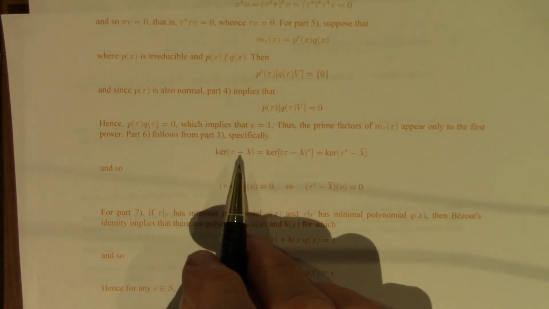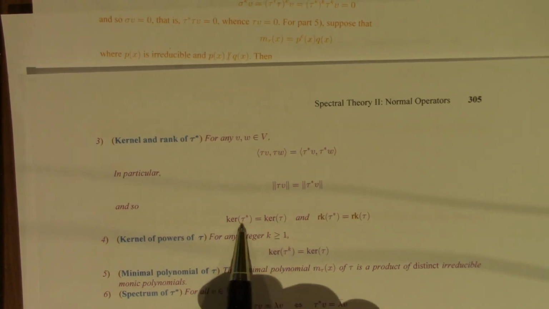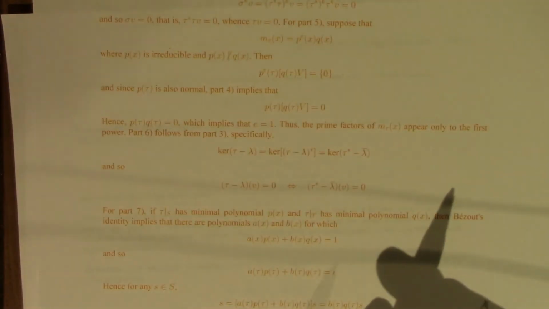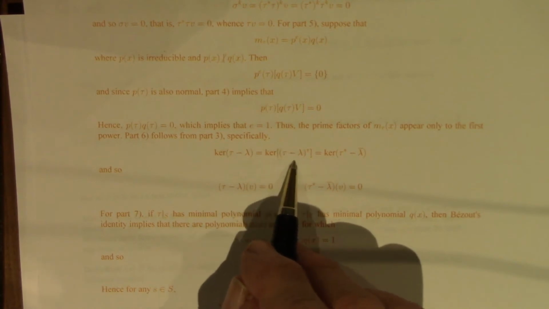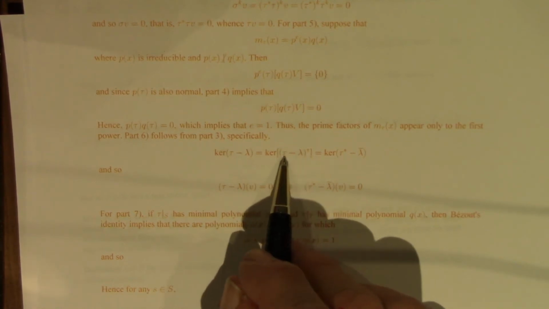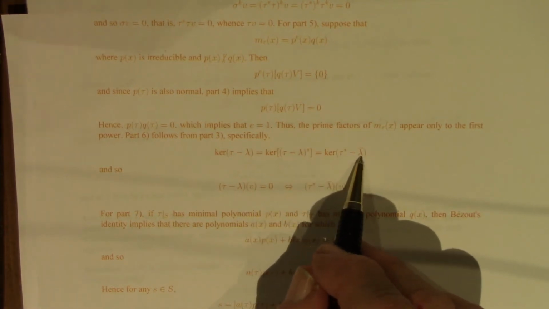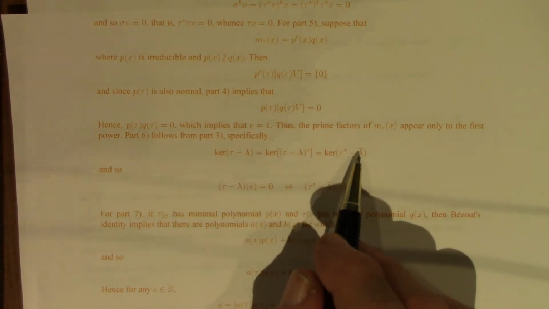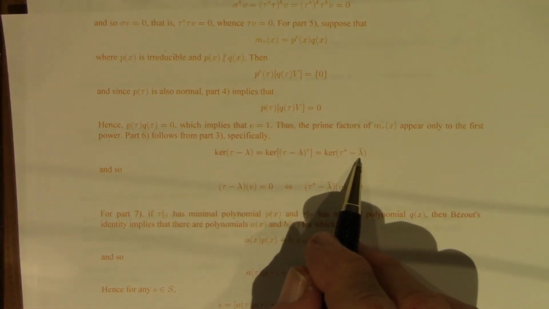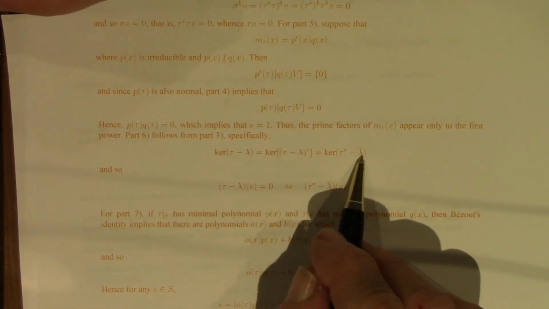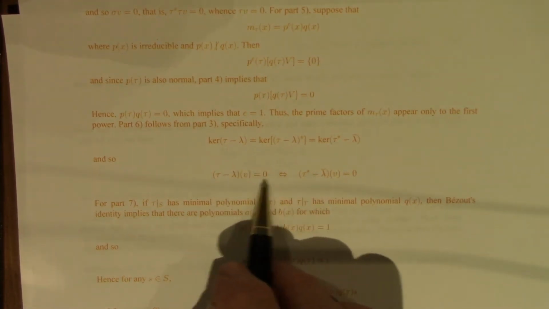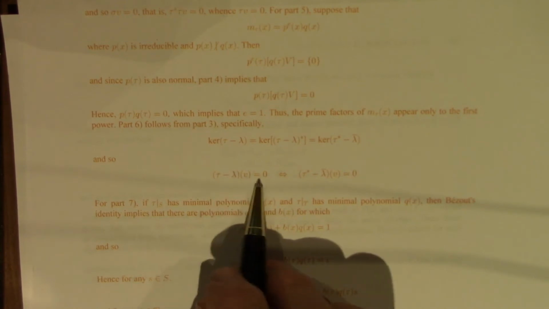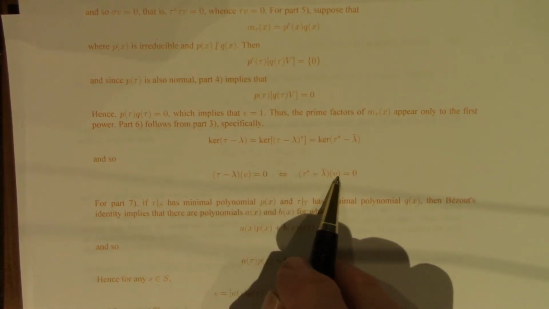From part 3, we know that the kernel of an operator is the same as the kernel of the adjoint. So when we apply that to tau minus lambda, this kernel is the same as this kernel. When we take the adjoint of tau minus lambda, it's tau star minus lambda bar. Remember, adjoint is conjugate transpose, so we have a conjugate here. So this statement is the same as this statement for all vectors v, and so tau v equals lambda v if and only if tau star v equals lambda bar v.